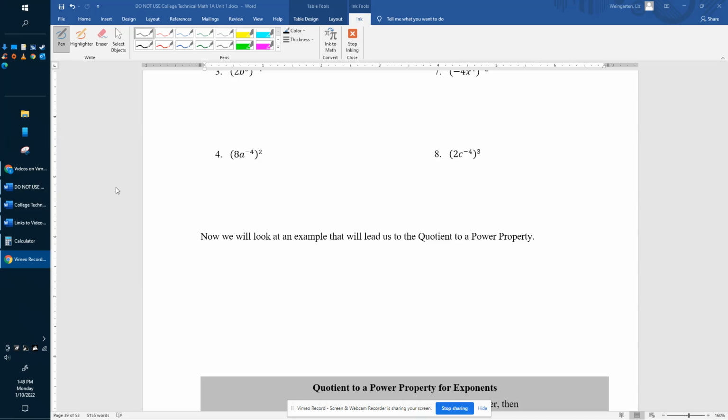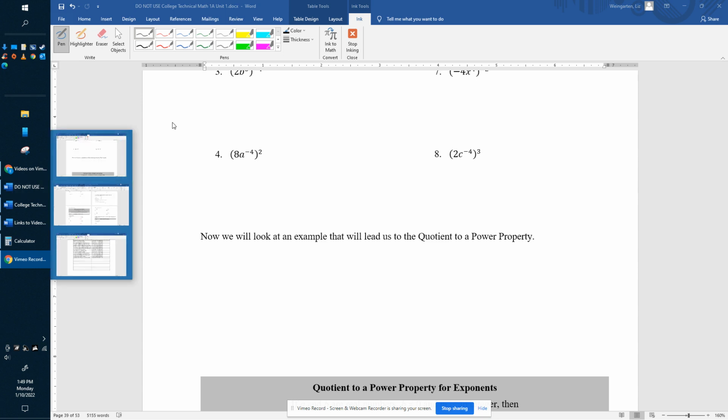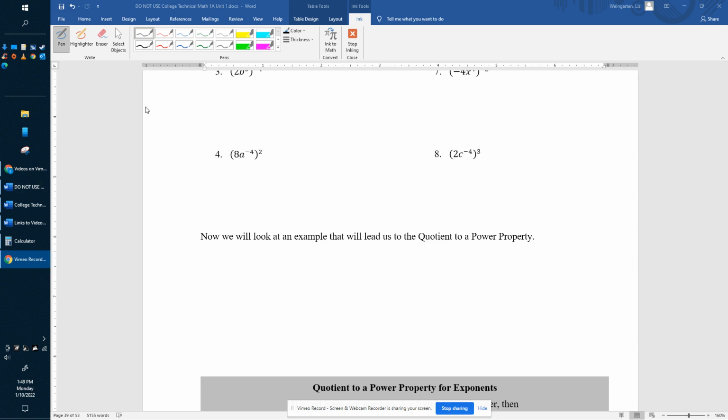Let's look at another property. That's what we need more of, right? Lots and lots of properties. So we're going to look at the quotient power property. It's very similar to the power property, or the product power property, I should say. So let's get our pen ready.